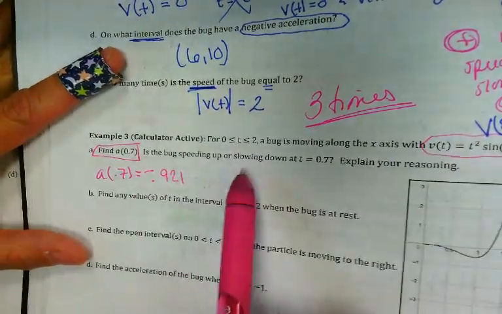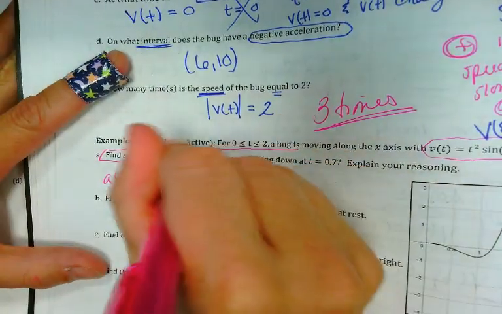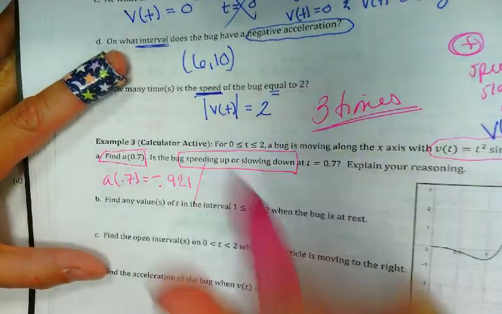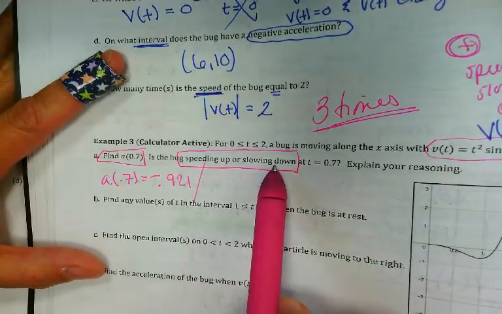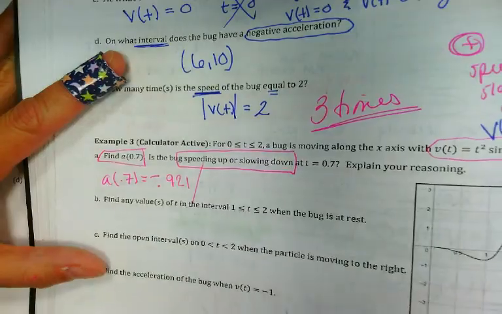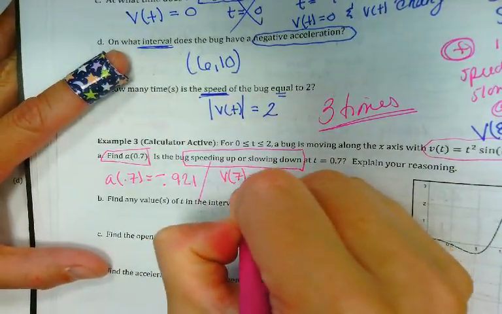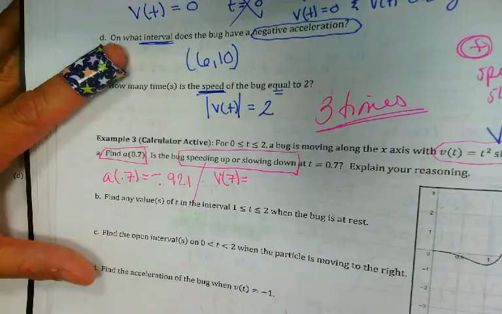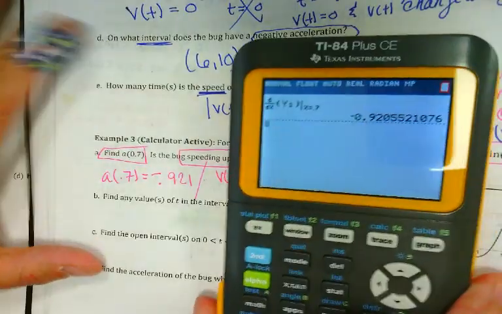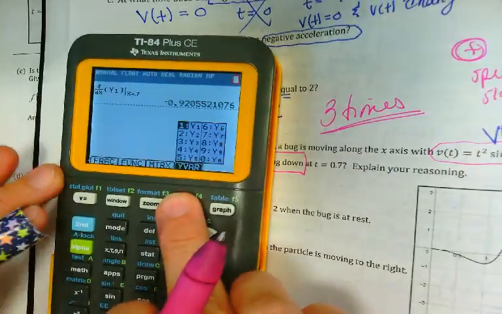Is the bug speeding up or slowing down at 0.7? So again, speeding up and slowing down. Let's start with our justification. What do we have to do? Velocity and the acceleration. So I also have to get the velocity at 0.7. Okay, now think about this. Where is velocity already sitting? y1, right? So we're going to pull up y1.